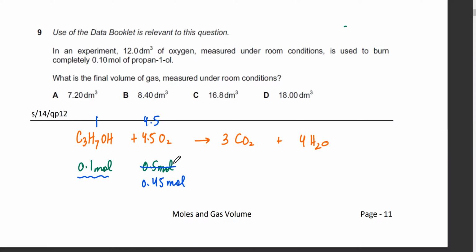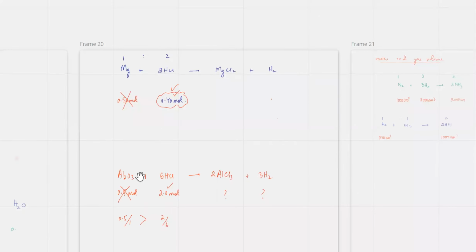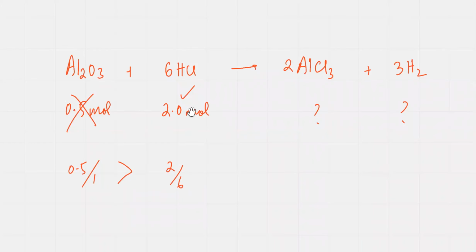The other thing that we did was limiting and excess. In limiting excess, I told you that you don't use the excess moles. If you're given 2 quantities, the simple thing I told you was to divide the moles by its ratio. Whichever number comes out to be the bigger one, that's the one that's in excess. You just cut it out. Don't use that. All moles in the calculation would be measured using the moles that are over here.